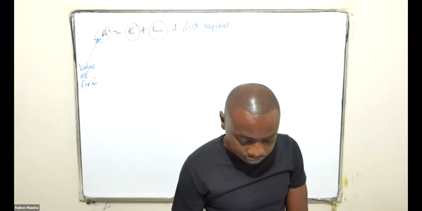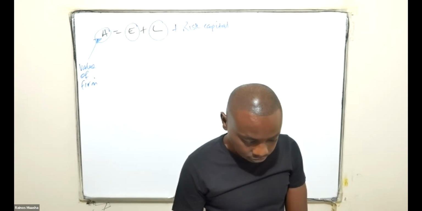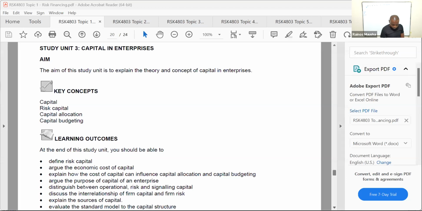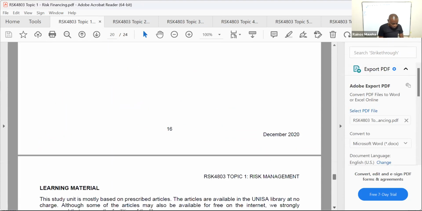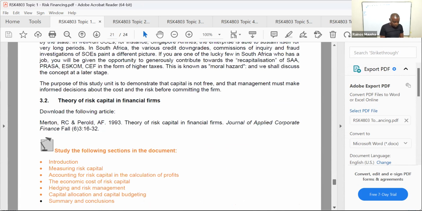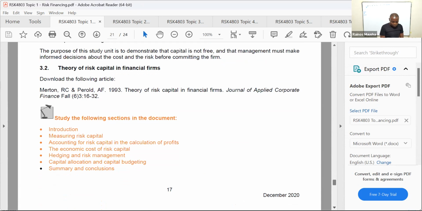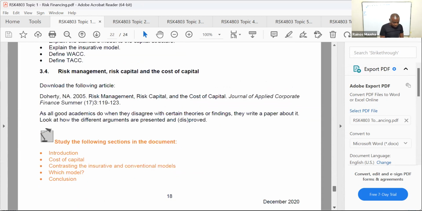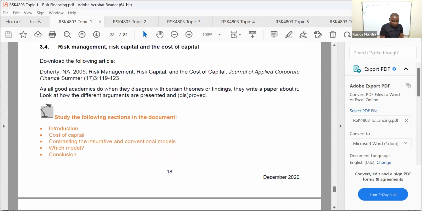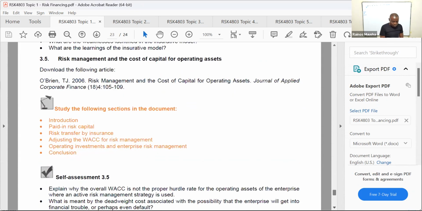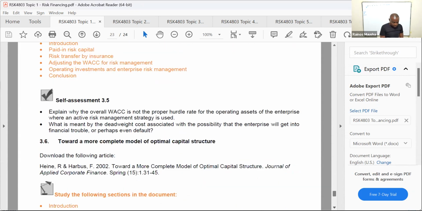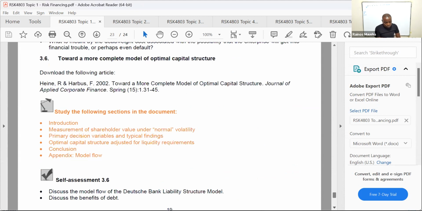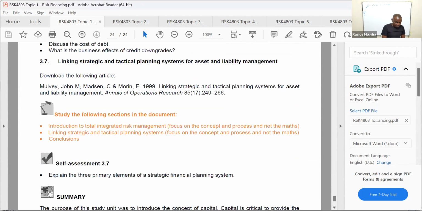So you will see that for Unit 3, 3.1, we look at the introduction on what is capital. Then 3.2, they give us an article, Theory of Risk Capital in Financial Firms. And then 3.3 gives us integrating risk management and capital management. And 3.4 looks at risk management, risk capital, and the cost of capital. And 3.5 looks at risk management and cost of capital for operating assets. And 3.6 looks at towards a more complete model of optimal capital structure. And then 3.7 looks at linking strategic and tactical planning systems for asset and liability management.